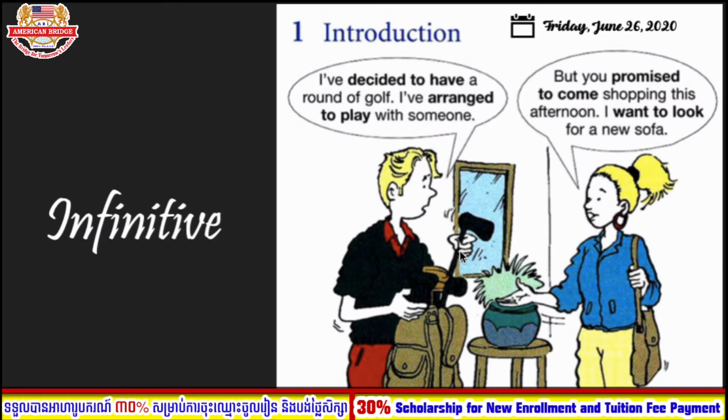So in short, to infinitive refers to the verb that is followed by to, okay? And in this case, I decided to have a round of golf. So to have is the object of the main verb, which is decided. I hope you remember that because in the previous video lesson, we already looked at these detailed informations.